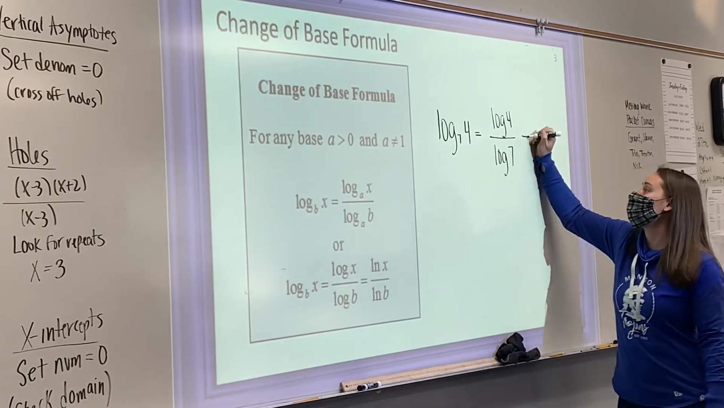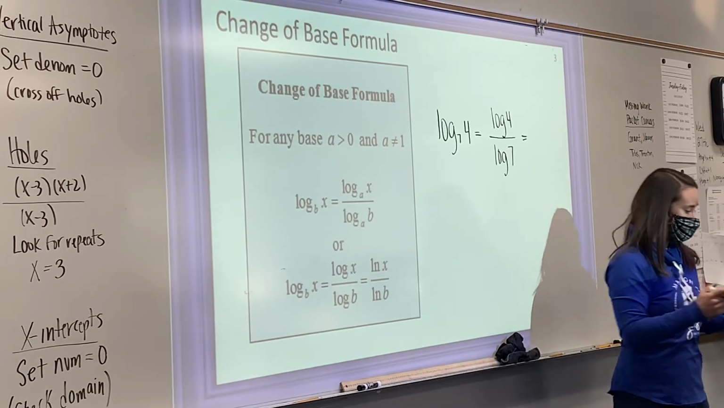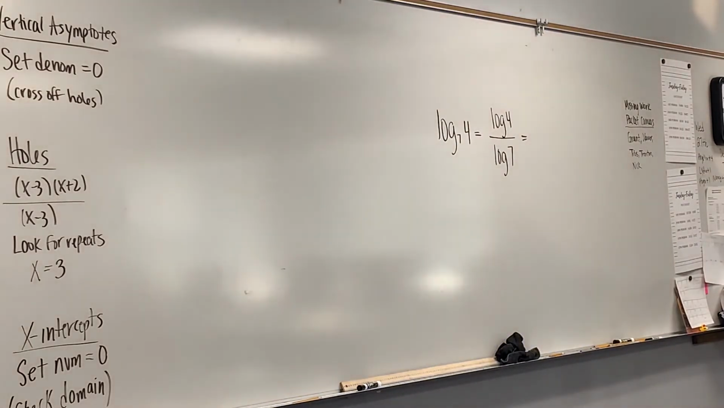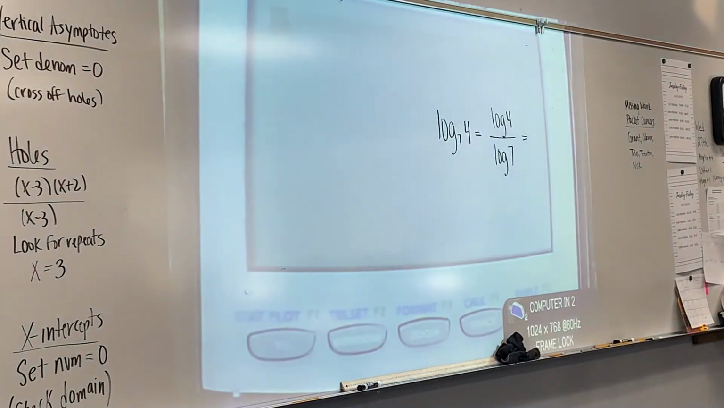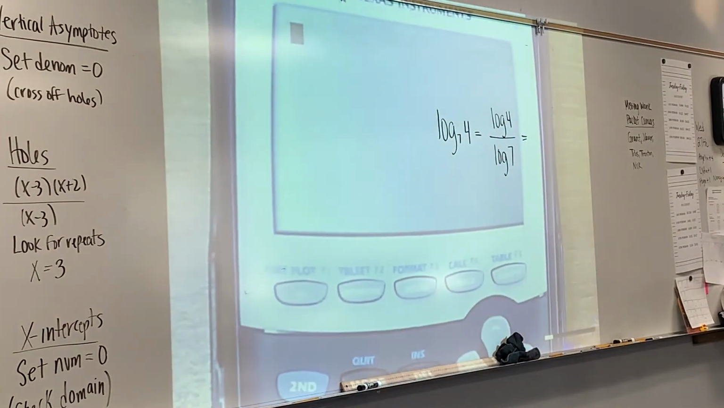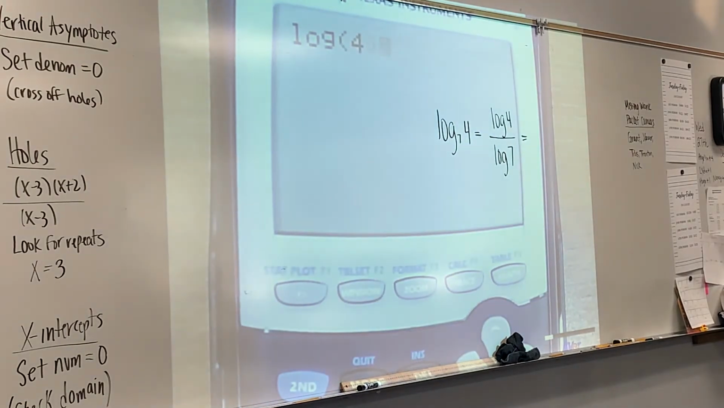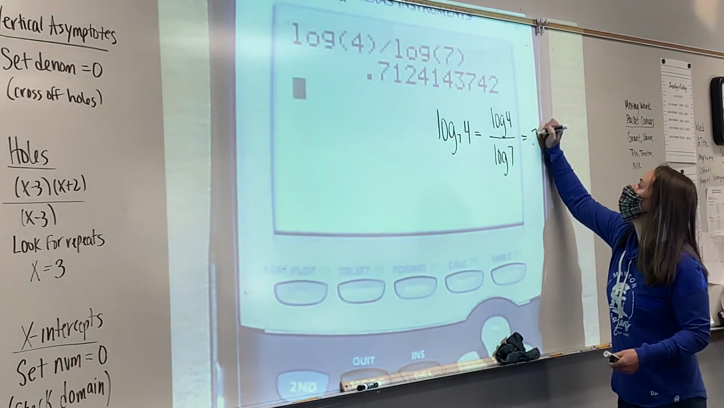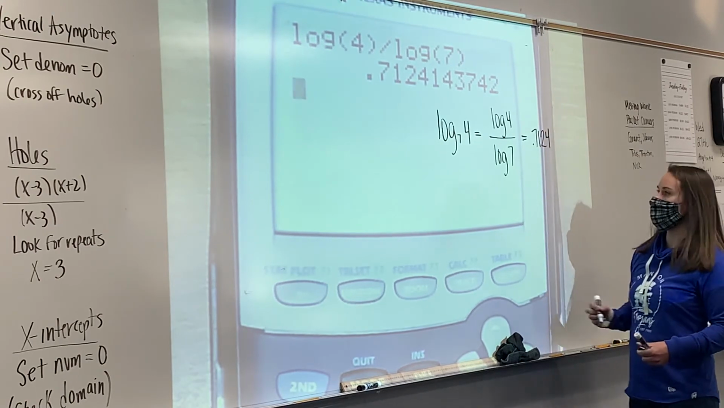So let's do this on our calculator. You're going to have to put parentheses when you're doing division. So this is going to look like, all right, so I'm going to do log, just normal log of 4, close my parentheses, divided by log of 7. And you get 0.7124. Make sense?